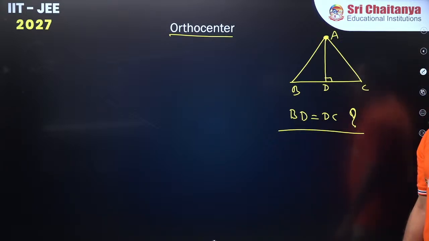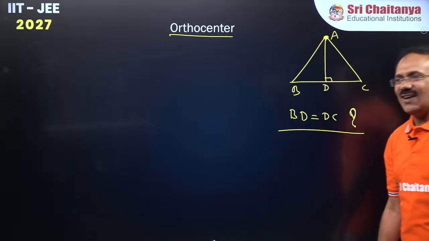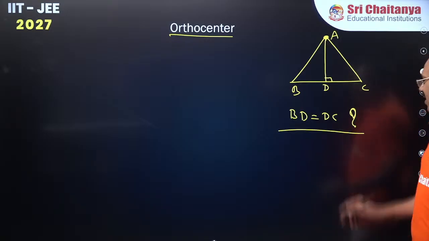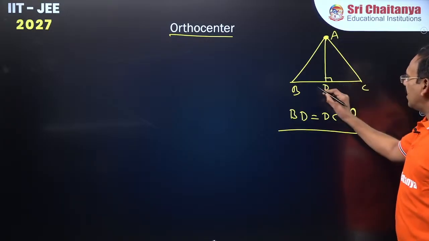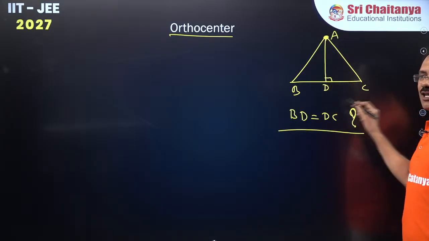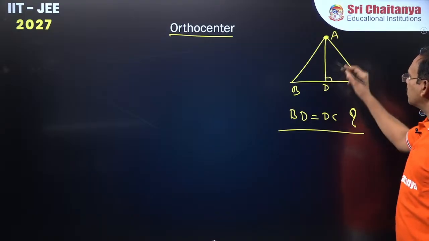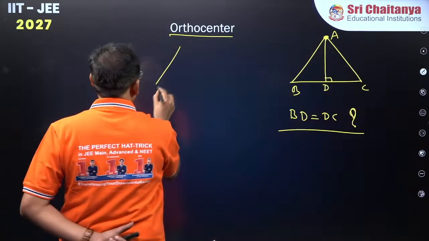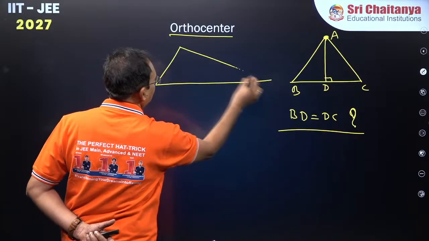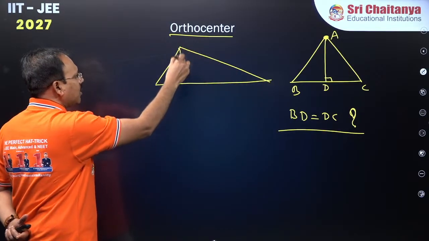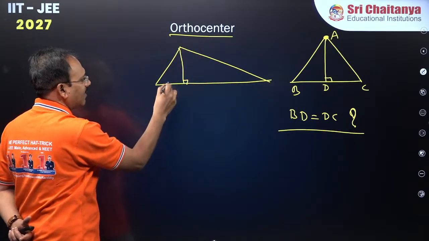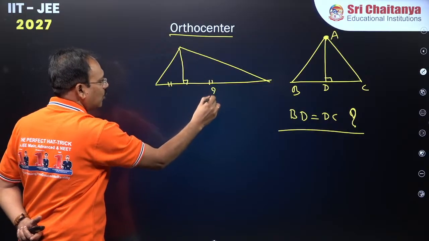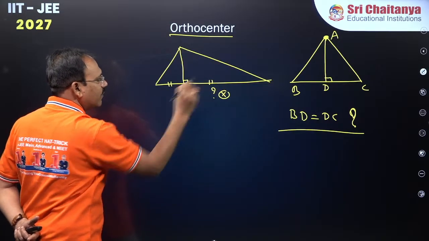Can I say BD is equal to DC? In fact, no, bhaiya. Sorry, it is just perpendicular. It doesn't guarantee that BD is equal to DC. If these two sides are equal, then these two will be equal. Otherwise, no. If you want, you can just see this triangle. You just drop a perpendicular. This is perpendicular, bhaiya. Will these two be equal? No. These two will not be equal.